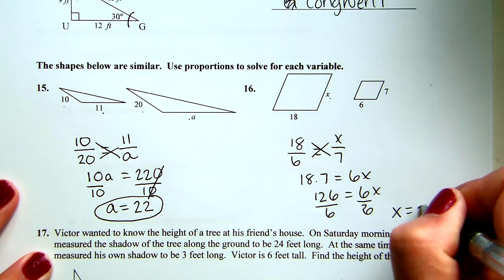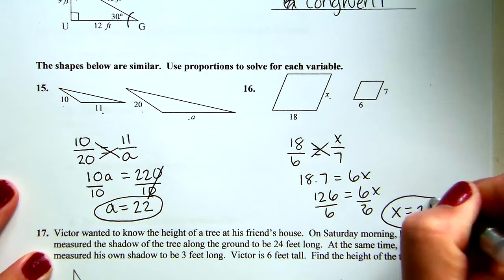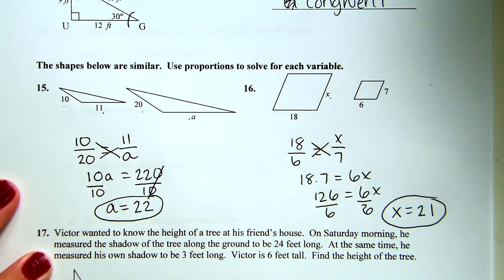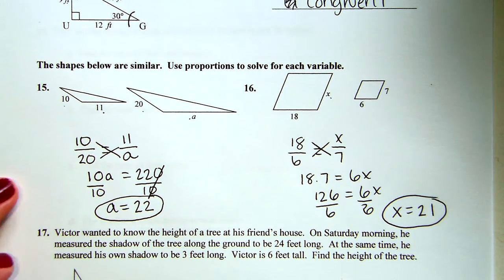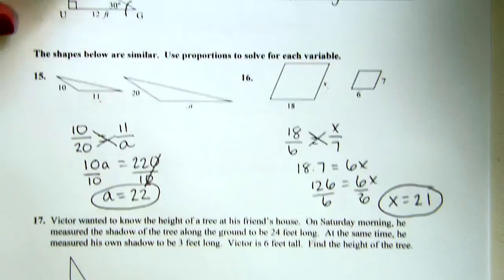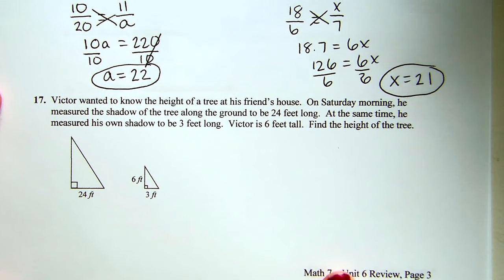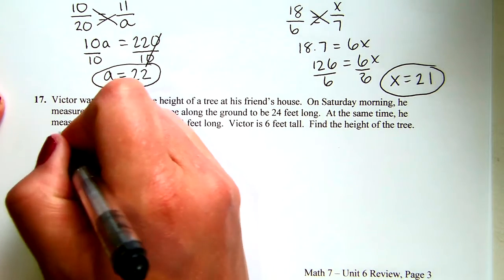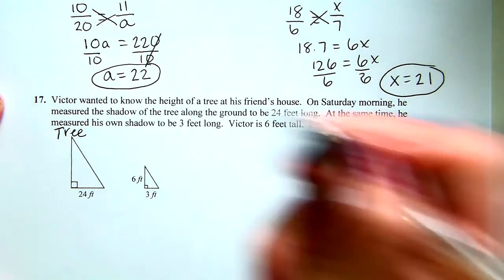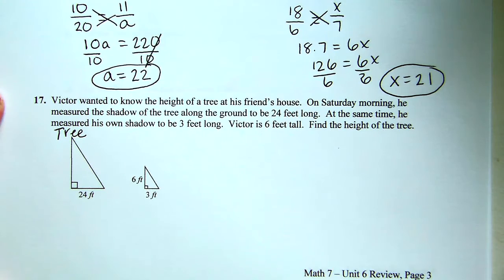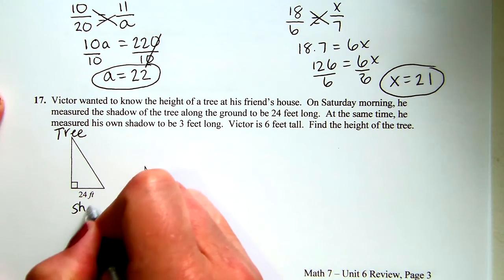All right, number 17. Victor wanted to know the height of a tree at his friend's house. On Saturday morning, he measured the shadow of the tree along the ground to be 24 feet. So this little triangle here is our tree, and this is our shadow. He wanted to know the height of the tree, so this is the height, and we don't know it.